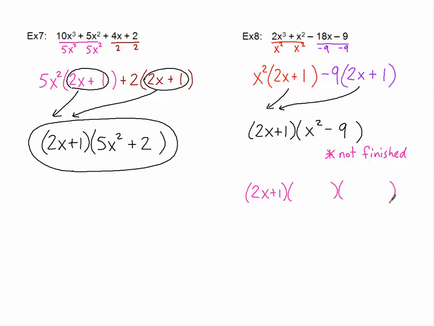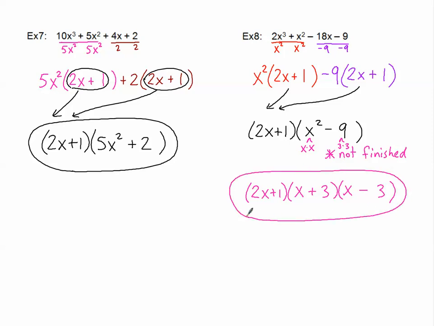But the x squared minus 9, take apart the x squared into x times x, take apart the 9 into 3 times 3, and we've got x in the front, 3 in the back, one's plus, one's minus, and that's complete. So just because you can do factor by grouping doesn't mean you're necessarily finished. There might be a difference of two squares that you can do more with.